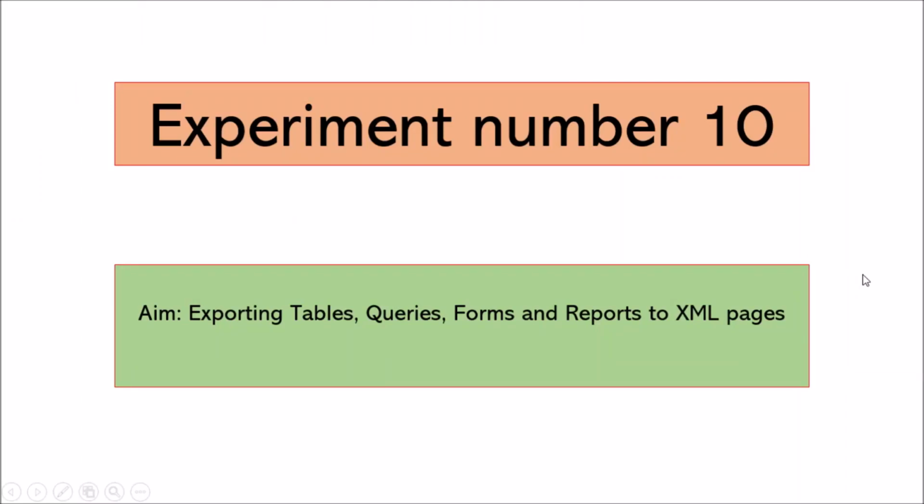Welcome to experiment number 10. The aim of the experiment is exporting tables, queries, forms and reports to XML pages. In the previous experiment we have seen how to export data from MS Access into web pages. Now in this particular experiment we will see how to export tables, queries, forms or reports to XML pages.